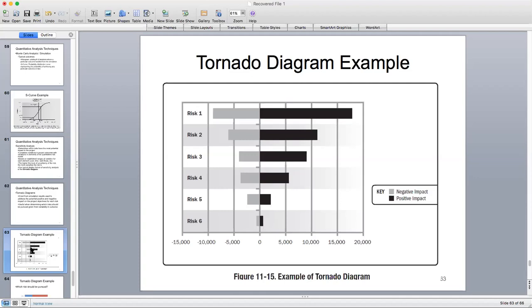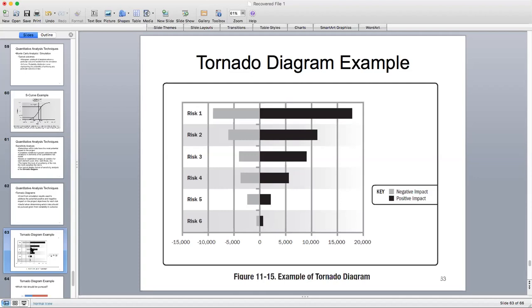Well, as that risk changes at its lowest and highest point, the project is hardly changing at all. So that risk is having very little impact on the overall cost of the project. So in other words, when risk 1 does occur, the overall project cost is significantly impacted by risk 1. Whereas if risk 6 does occur, the magnitude of the impact on the project has very little effect on the overall outcome of the project.